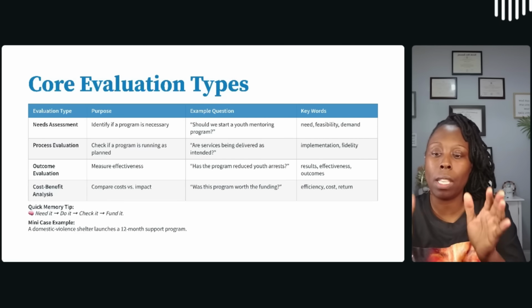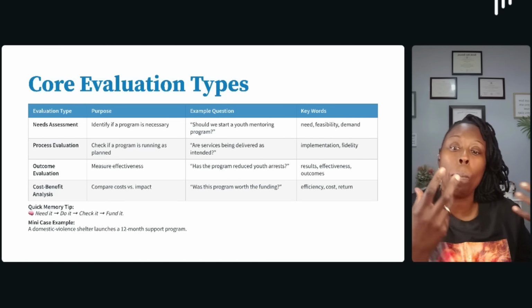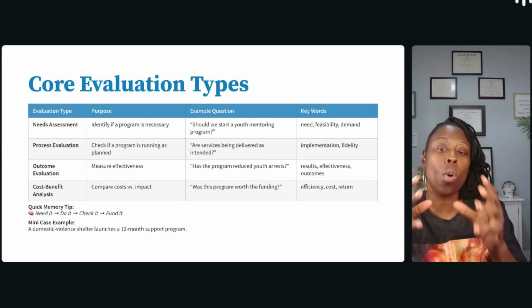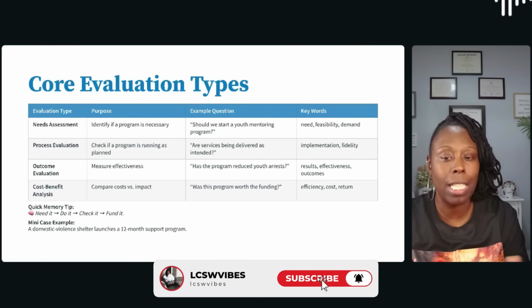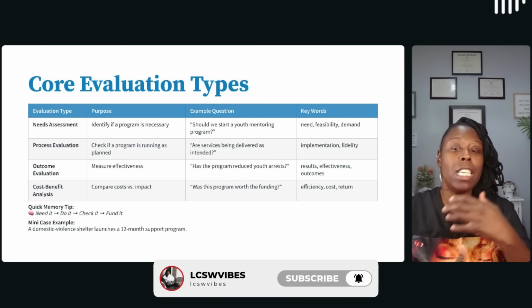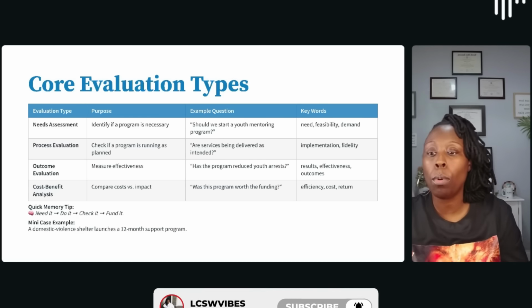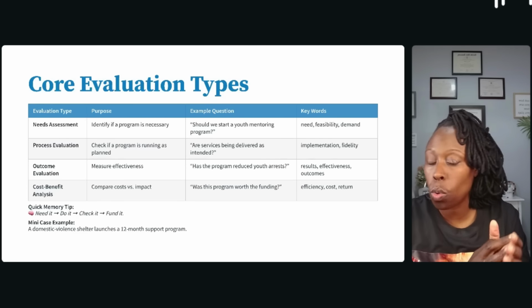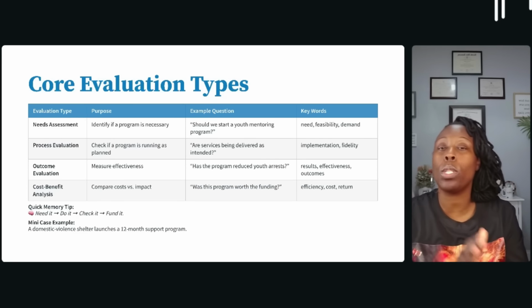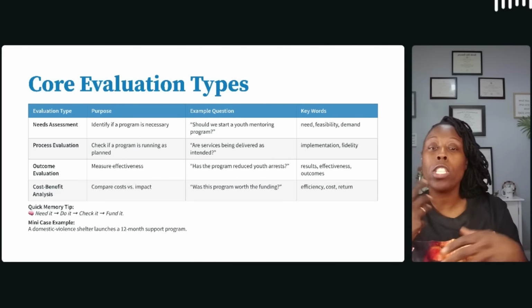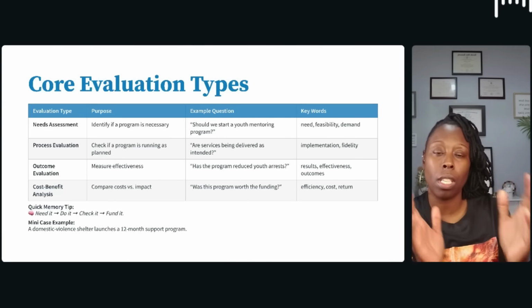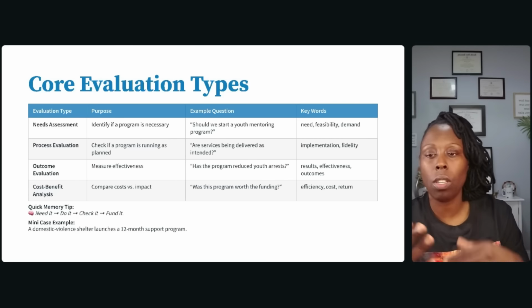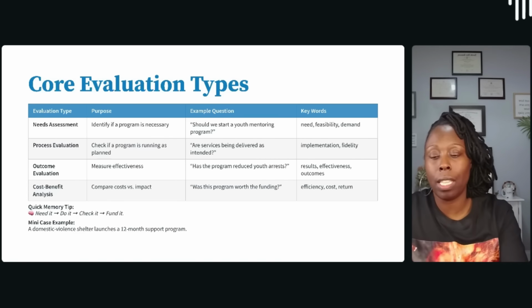An example would be a domestic violence shelter launches a 12-month support program. In that program, you're going to get questions about whether the program is working. Is it doing what it's supposed to do? Is it reducing the number of people in domestic violence situations? How many people stay in the program versus how many return to the abuser? Was the program worth funding? Did we get enough people who are safe and able to get housing as a result of this? That's how you have to think when you're looking at these style questions.